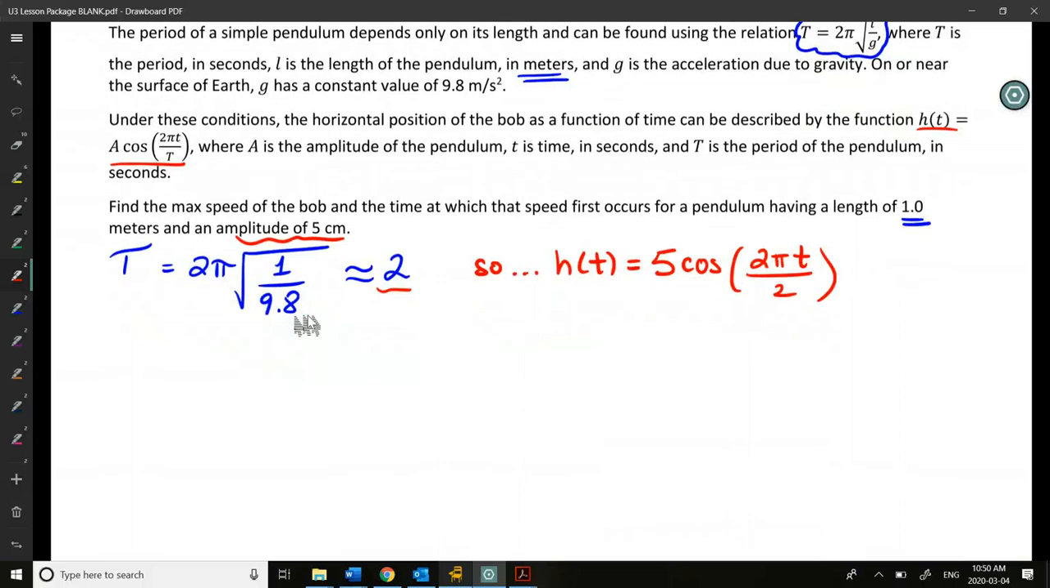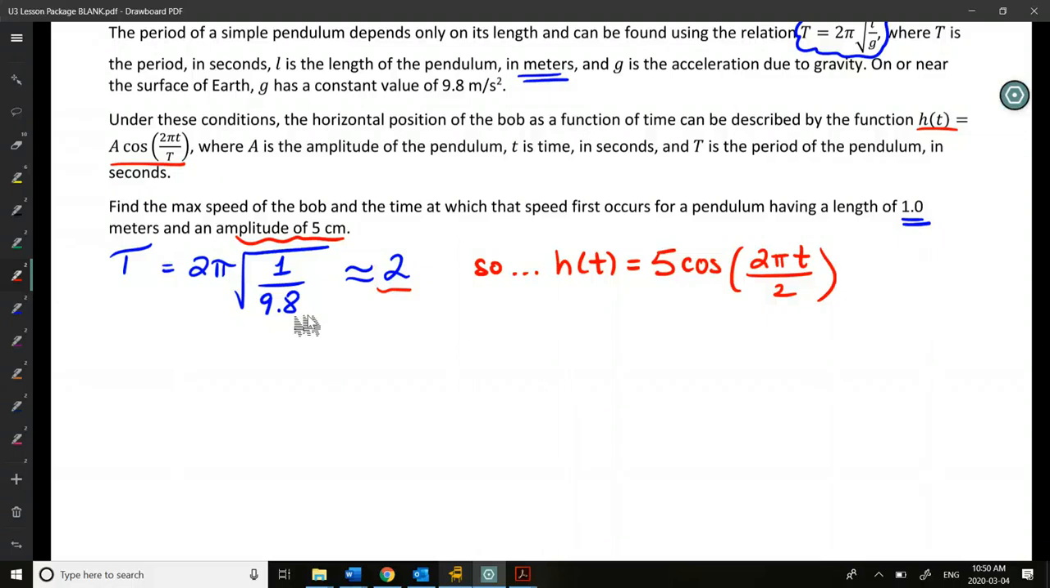Oh, wait, Mr. Killis. Yep. Were we changing amplitude to meters? No, amplitude is basically just centimeters. Yeah, you can keep amplitude in centimeters. You don't have to switch it. You just need to make sure that length of your pendulum is in meters. Oh, okay. Should the question technically specify that the amplitude should be in centimeters?